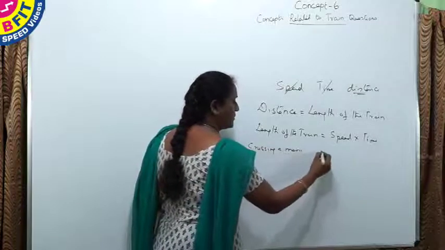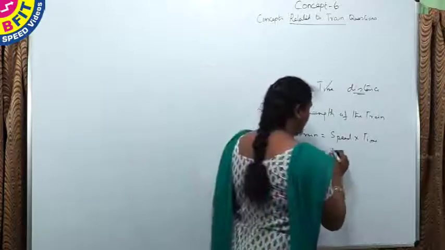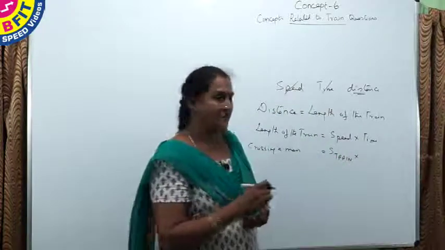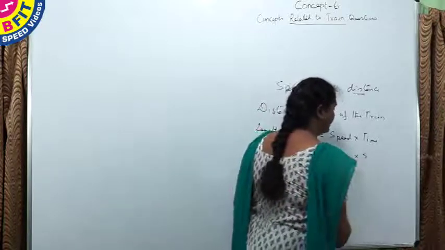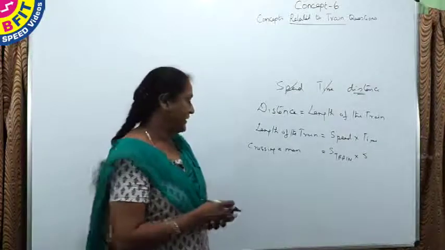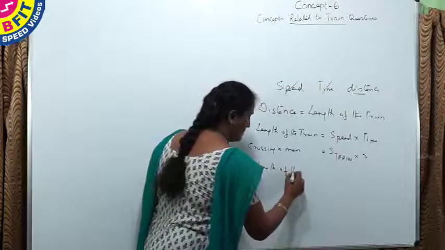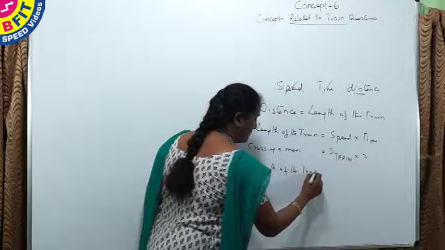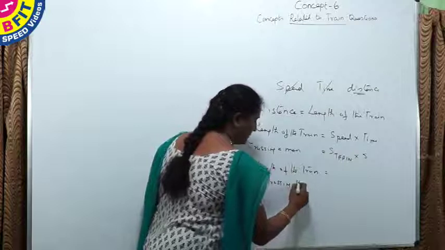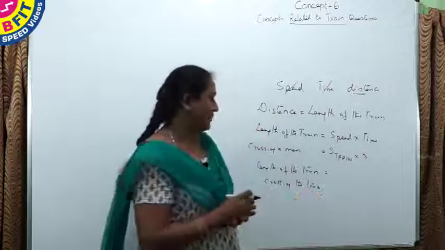So here the train is crossing a man. In this case we take the speed of the train, and the time taken is 5 seconds. And again, when the man is crossing the train, the length of the train will be, so here the man is crossing the train. So again it is speed into time taken.